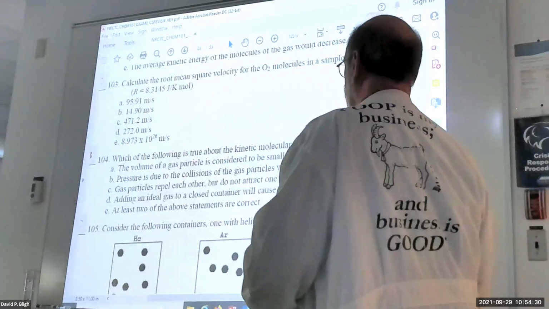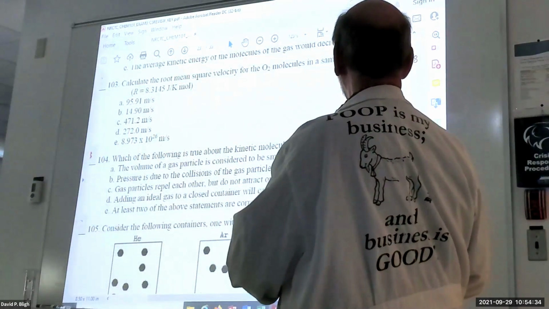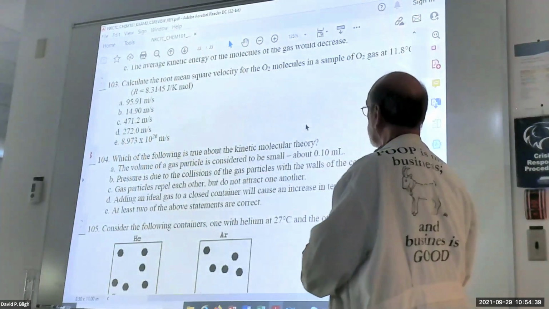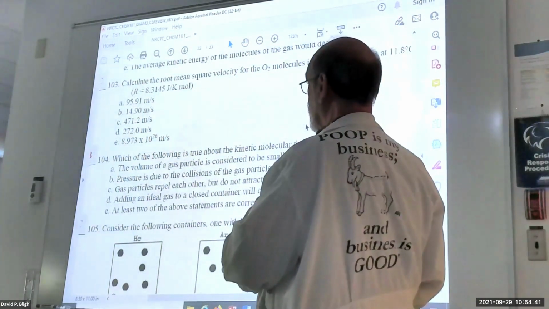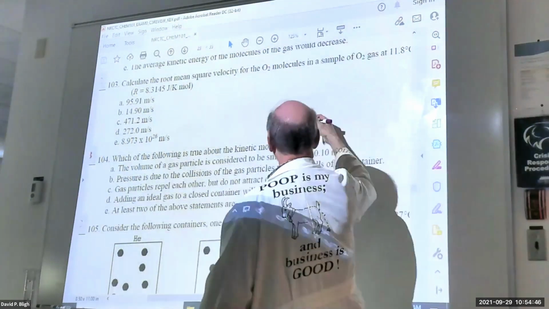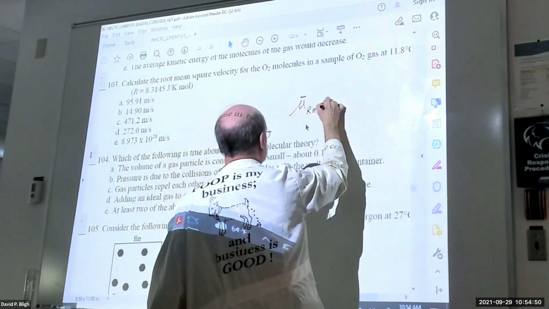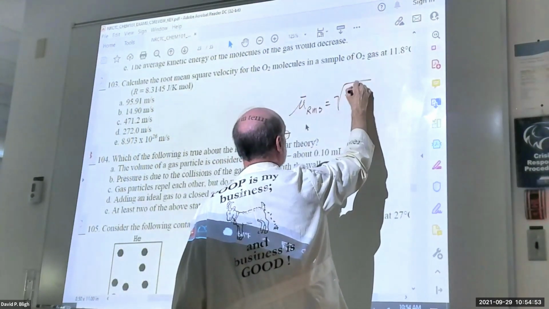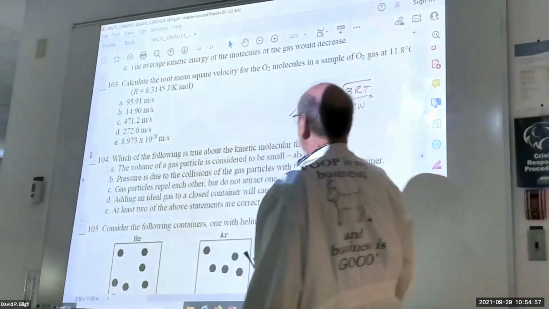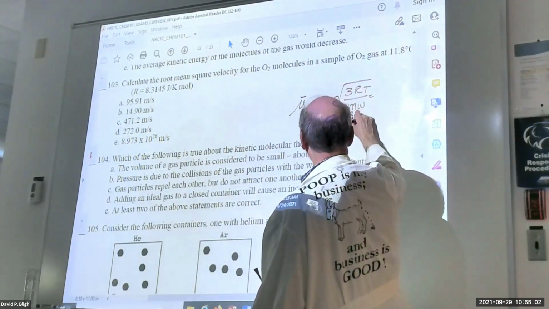103. Calculate the root mean square velocity for oxygen molecules in a sample of oxygen gas at 11.8 degrees Celsius. Okay, I put that formula up there earlier, didn't I? The root mean square velocity equals the square root of 3RT divided by the molar mass. So we need to know the molar mass of oxygen, which is 32.